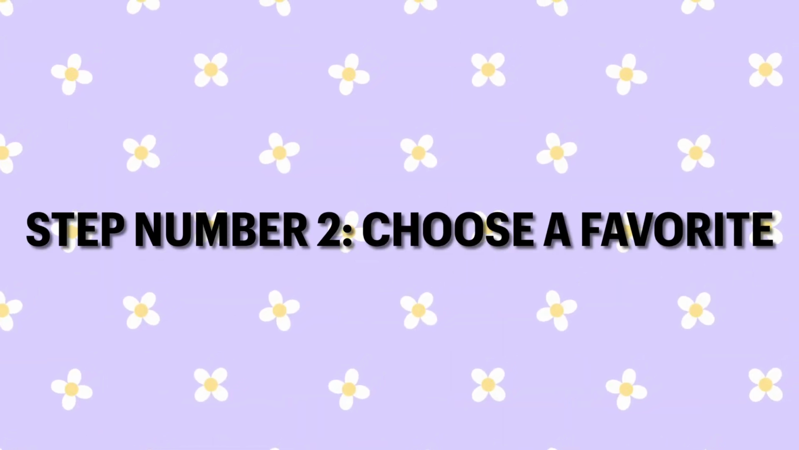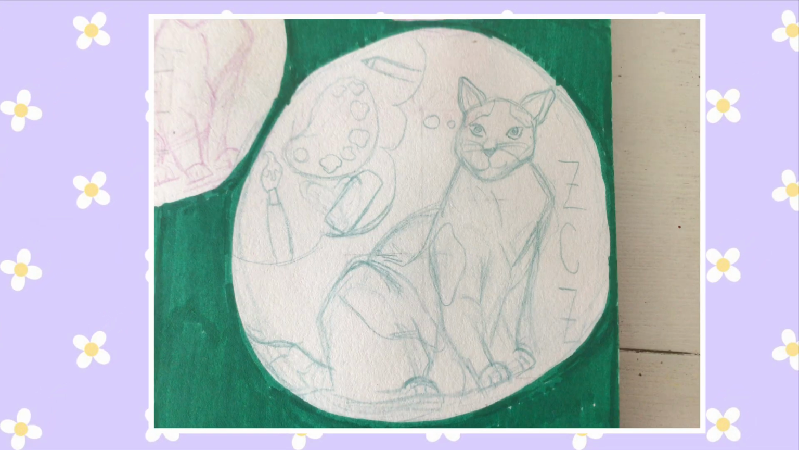Step number 2 was to choose a favorite thumbnail sketch. I decided to go with this cat thinking about art, and on the left side you can see that I wrote my initials of this channel. But as you will see in the end result, I didn't actually end up putting those in. The reasons why I chose this one is because I absolutely love the pose and the whole concept of this profile picture. I really think it has meaning and tells a story.